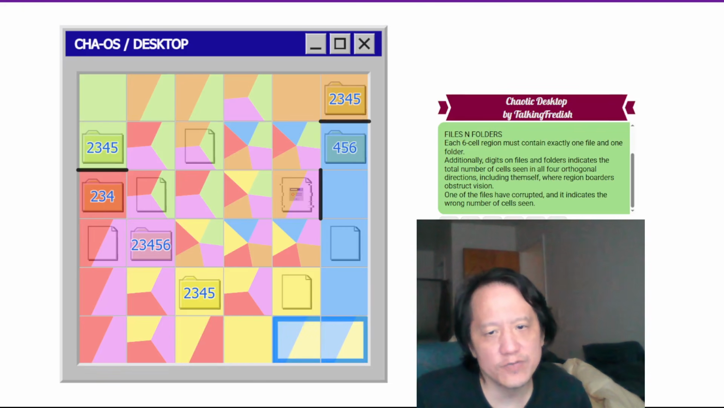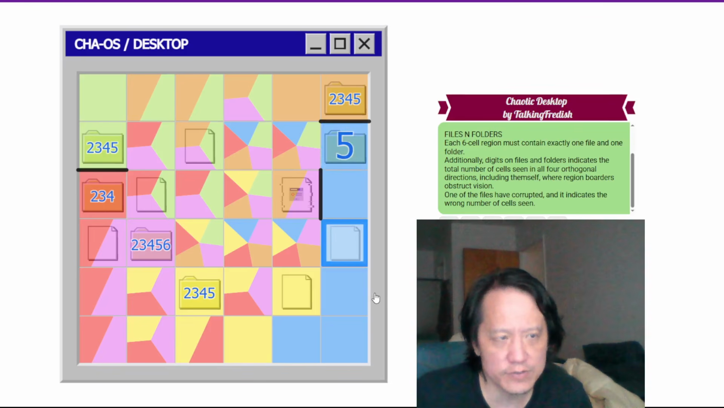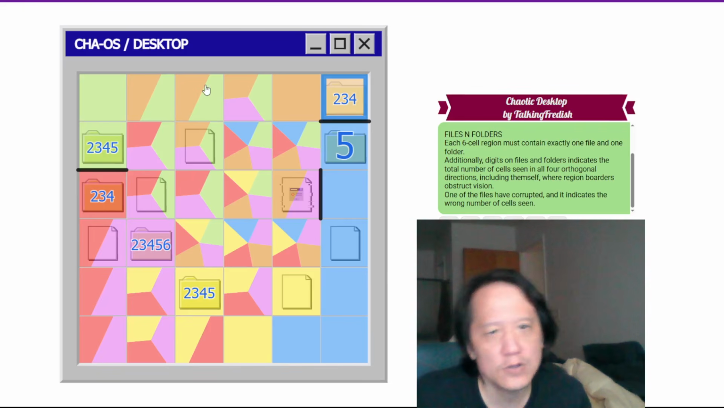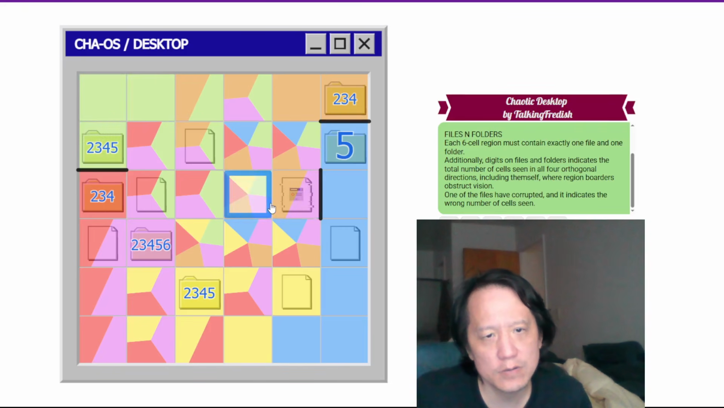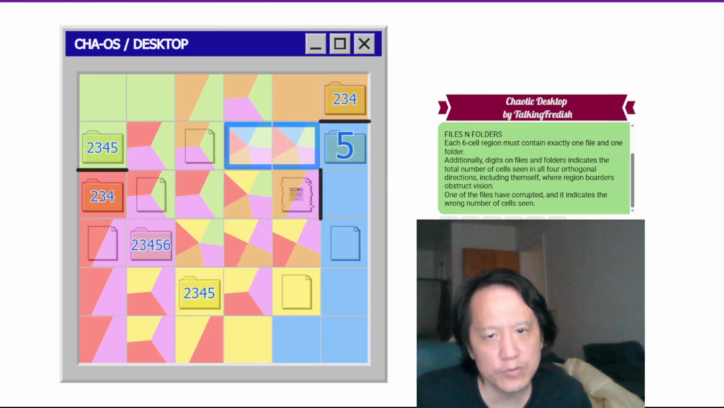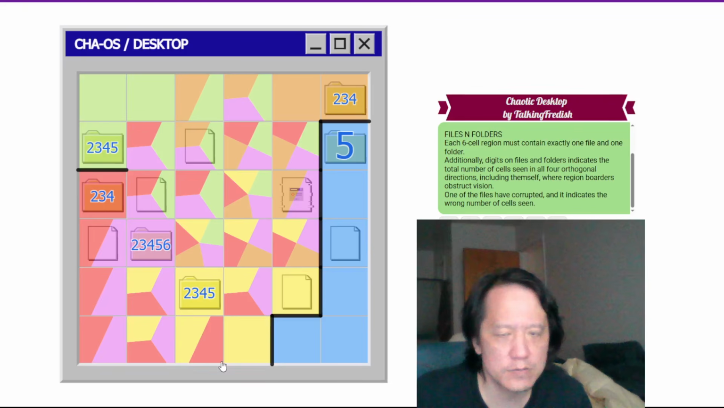Okay, what happens if these are both blue? This would have to be 5. This would have to be something different. So this couldn't be 5 here, which means this cannot be orange. It's green. So blue could no longer be here. Blue can no longer be here. So this would be a region.